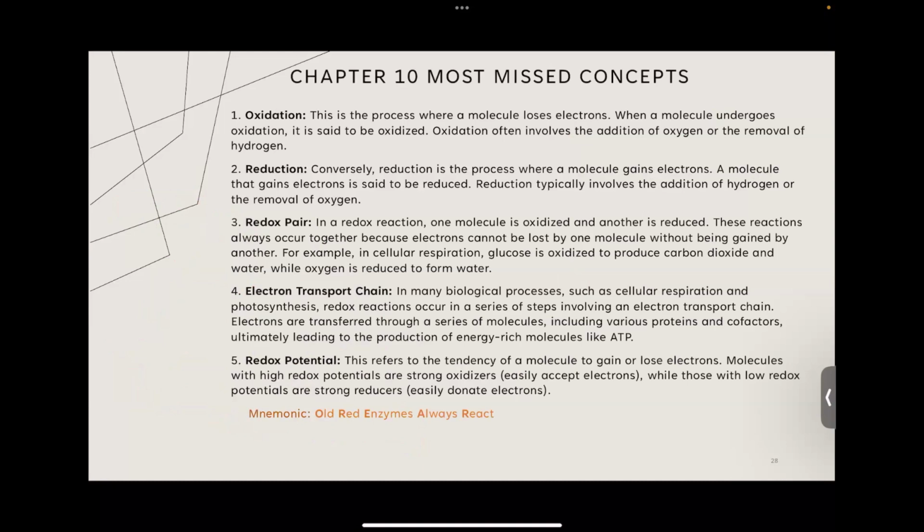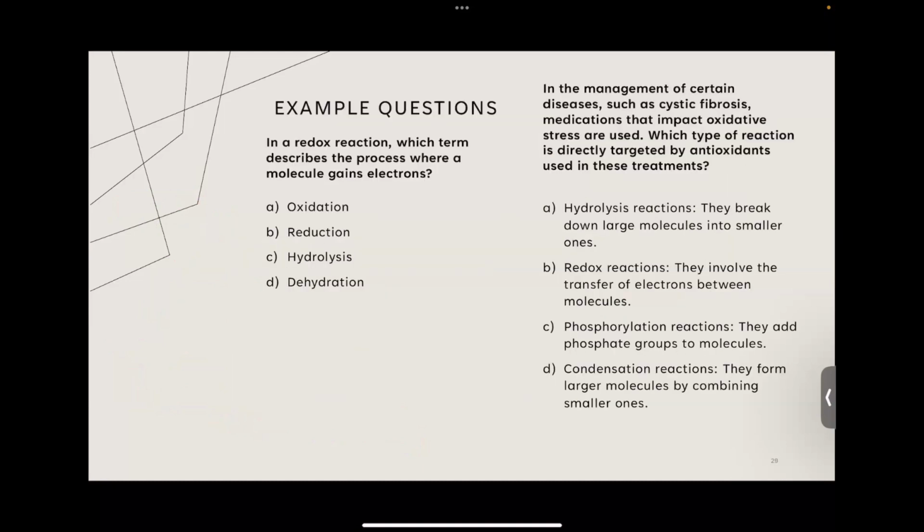Yay, redox stuff. Okay. So we are going to write down here, Leo says GER, so we don't forget that. Lose electrons, oxidized; gain electrons, and you're reduced. In a redox reaction, which term describes a process where a molecule gains electrons? Gain electron is reduced. Reduction.